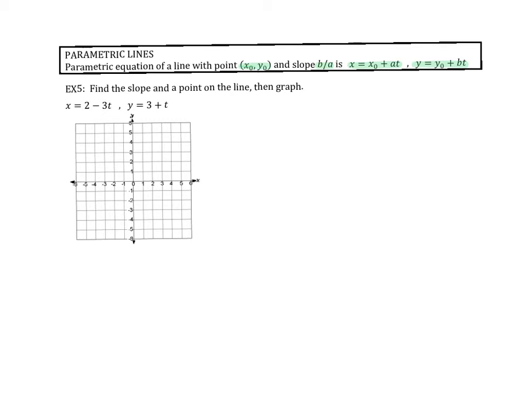In example 5, we want to find the slope and a point on the line, and then we want to graph it. Okay. So that's pretty basic. If we choose, we can just come up with a table of values, but why don't we just use the general form? If I look at the general form of my line, I know that x is equal to x sub 0 plus at. Looking at the x value, that tells me that x sub 0 is equal to 2 and a is equal to -3.